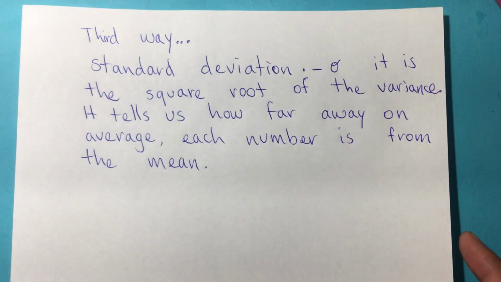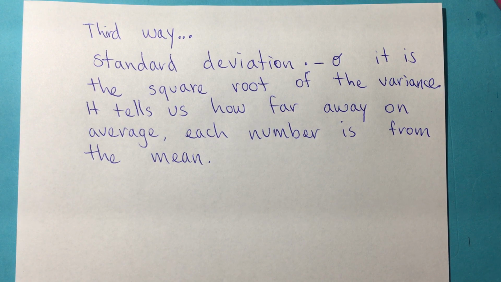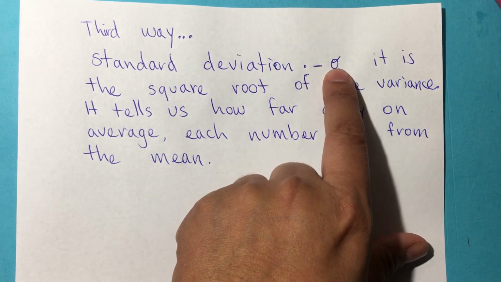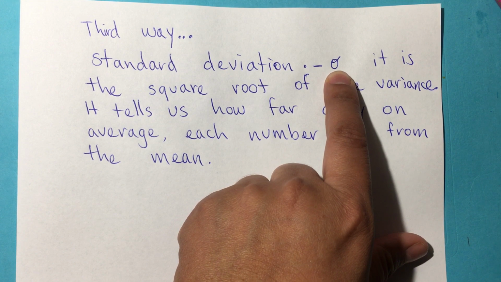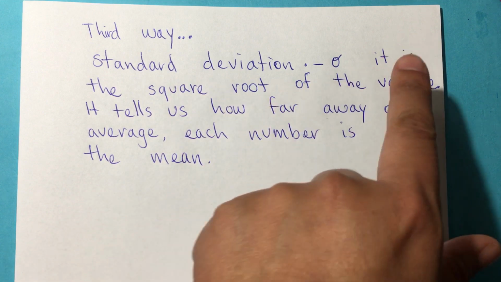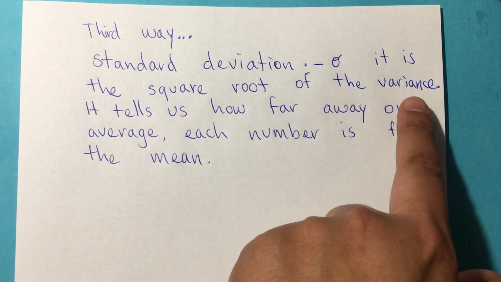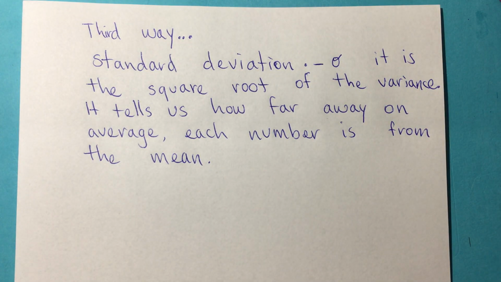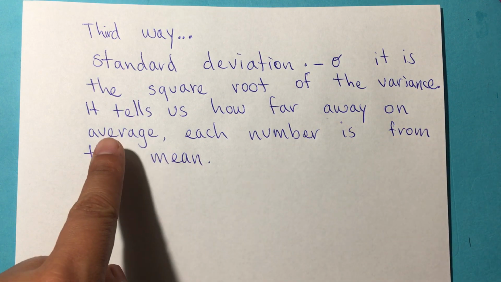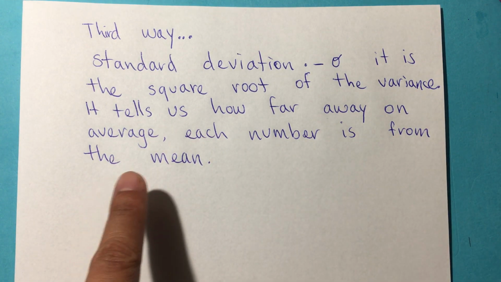A third way of measuring dispersion is standard deviation. It's represented by sigma, and I'll give you the formulas at the end, but I want you to know where they come from. What is standard deviation? It is the square root of the variance. So we just found the variance, all we have to do is take the square root of it, and it tells us how far away on average each number is from the mean.